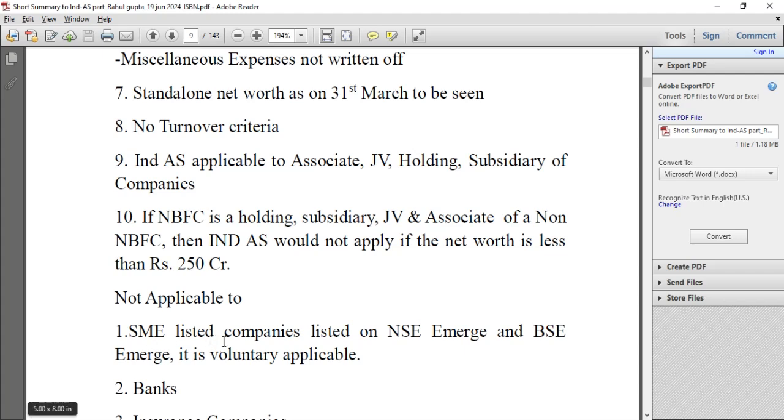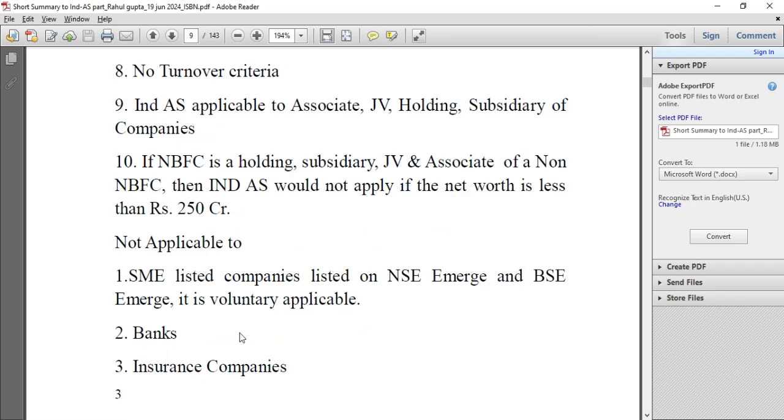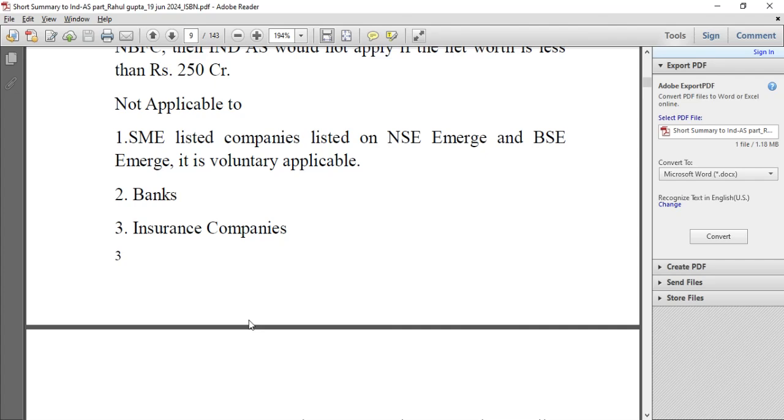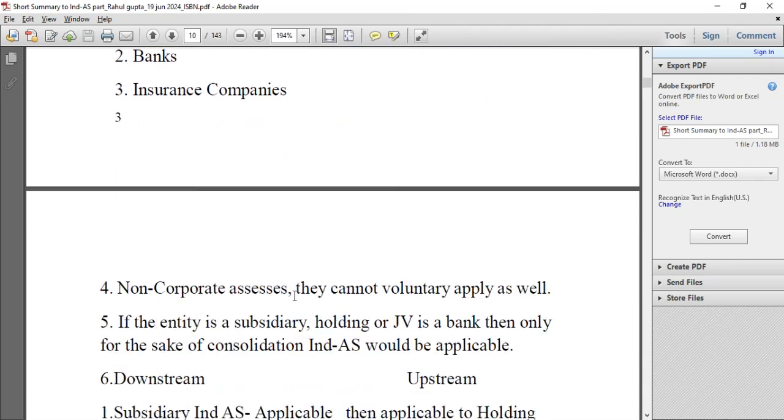It is not applicable to SME listed companies on NSE Emerge or BSE Emerge. It is voluntarily applicable, but banks, insurance companies and non-corporate associates cannot voluntarily apply it as well. If the entity is a subsidiary, holding or JV of a bank, then only for the sake of consolidation, Ind-AS would be applicable.